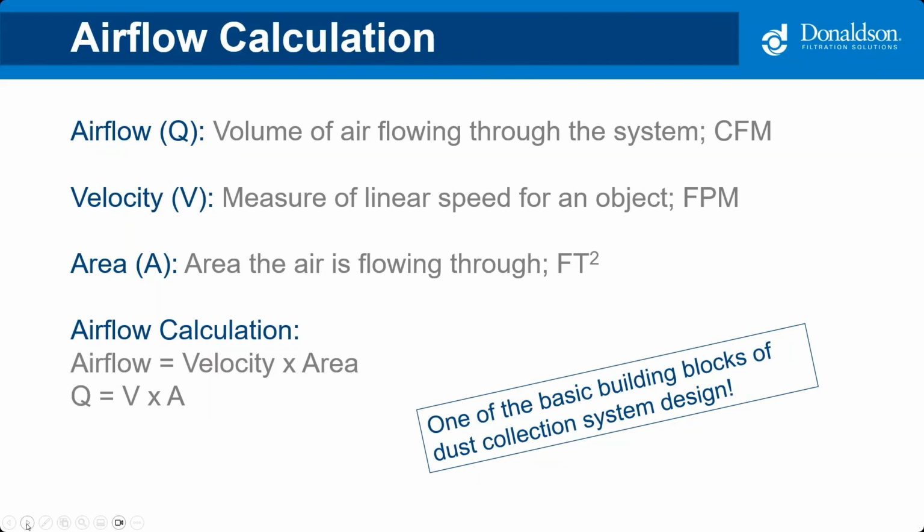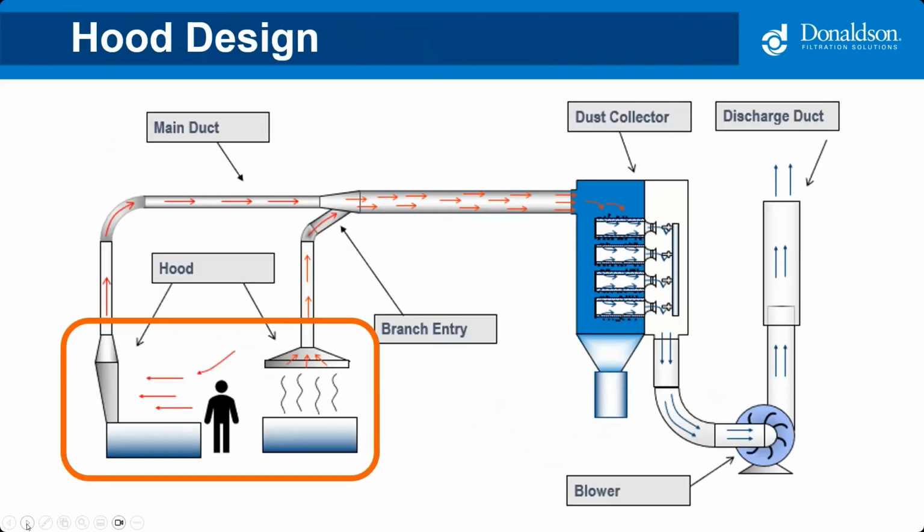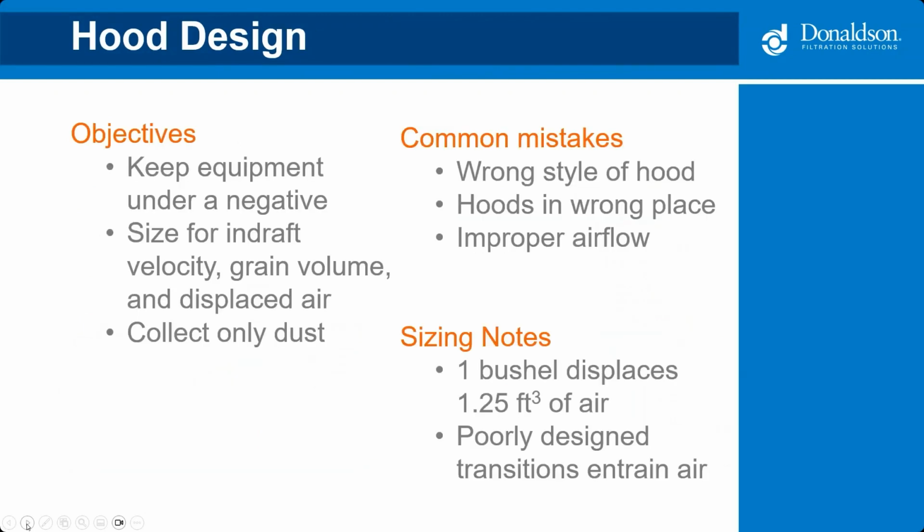So here we'll have Anthony, and he's going to talk about the first component of the dust collection system, which is the hoods. Thank you, Andy. Yes, the hood is very, very critical to the success of the dust collection system. We're going to talk a little bit about the hood design. A lot of times in the grain industry, we're trying to keep the equipment under a negative, or we're trying to capture that fugitive dust that's coming off from a transfer point.